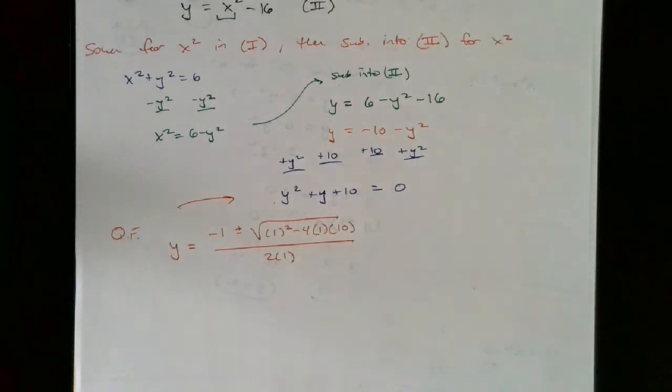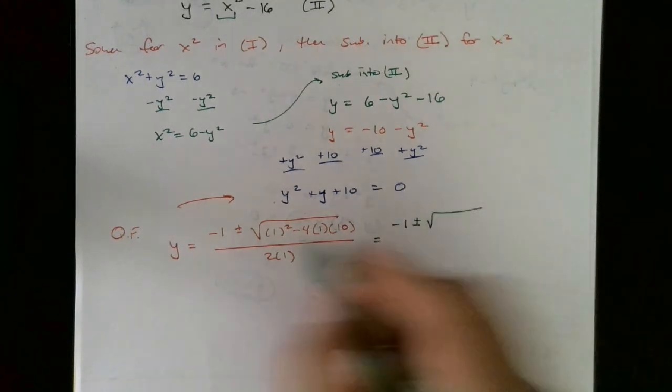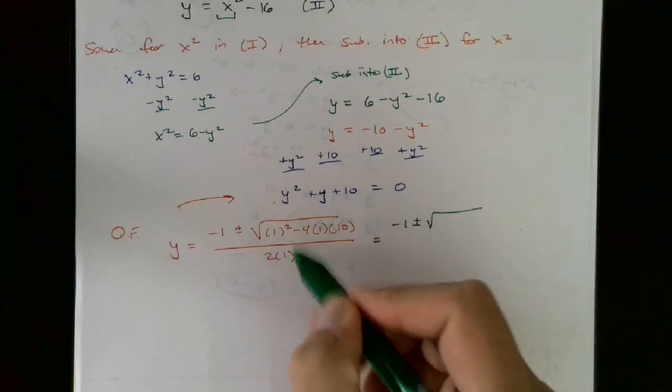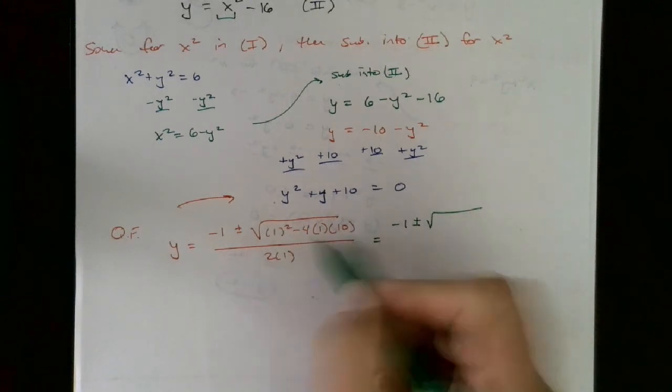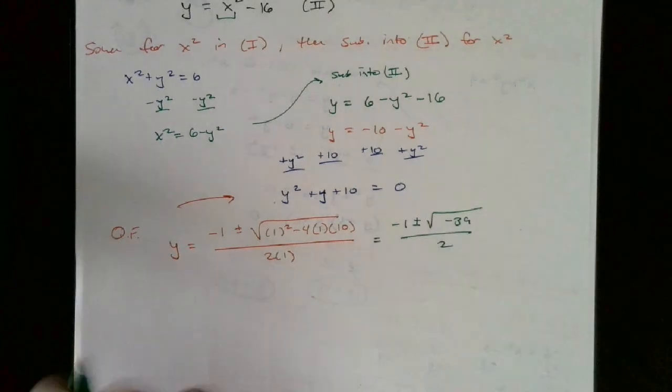Well, let's simplify this. We end up with negative 1 plus or minus the square root of 1 squared is going to just be 1, minus 4 times 1 times 10 is minus 40. 1 minus 40 is negative 39. This is all over 2 times 1, which is 2.